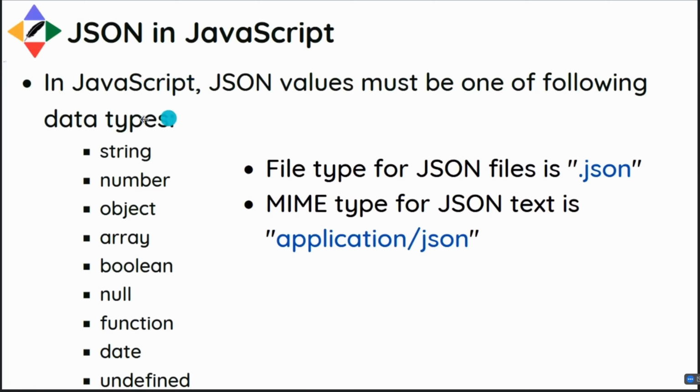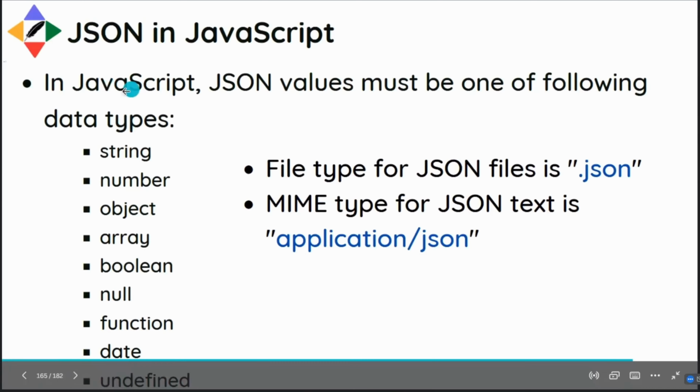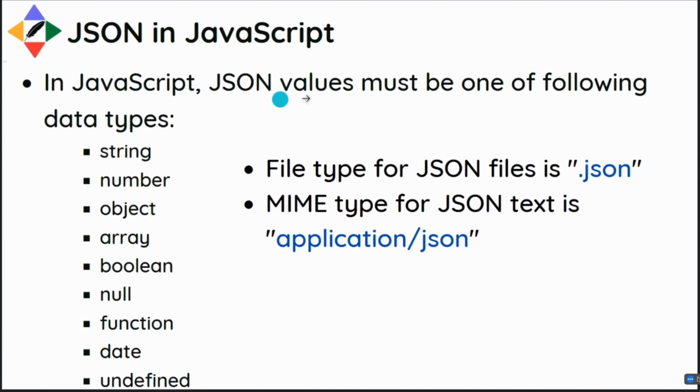For all the programming languages, the allowed data types are string, number, object, array, boolean, and null. That's it. Only 6 of them. But for JavaScript, 3 additional ones are added: function, date, and undefined can also be valid data types for the JSON values. Okay, what are these JSON values?